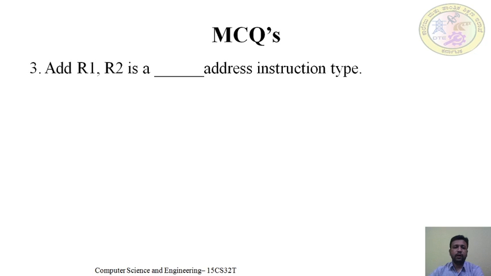Add R1, R2 is a dash address instruction type. Option A 1, option B 2, option C 3, option D 0. Add R1, R2 obviously has 2 operands. It is a 2 address instruction. That is answer B.